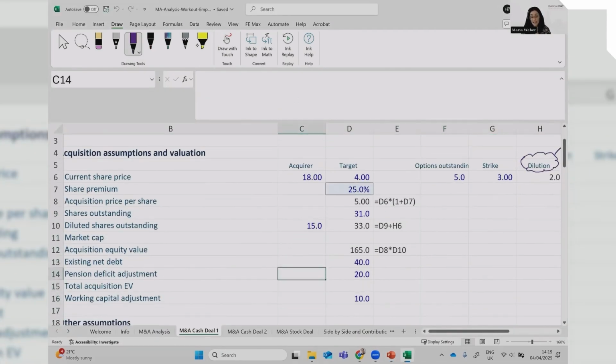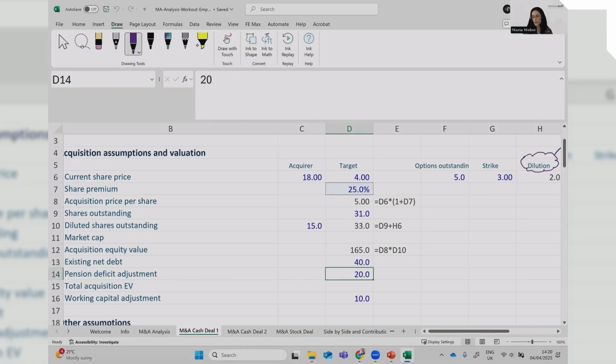I'm told that in the target, the existing net debt is 40. Whether I have to refinance that or not, it still goes into my EV calc because I'm going to do a bit of analysis maybe. I'm going to say, what's the EV multiple? I need the EV to work out the fees. So that 40 goes into my bridge.